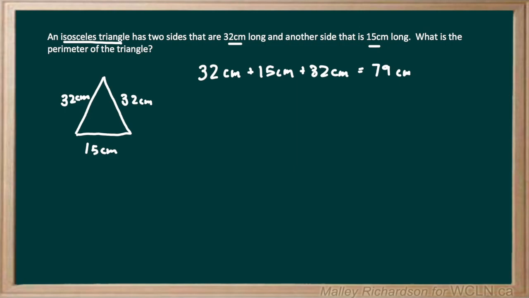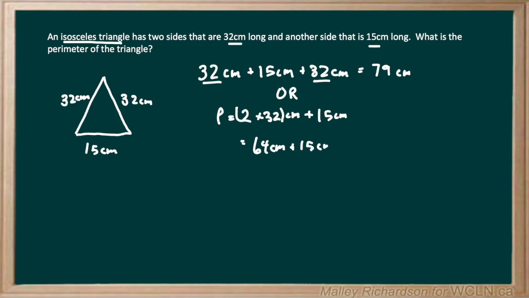This is the first method to find the perimeter, but the second method can be done using a formula, where P equals 2 times 32 centimeters, because we have 32 plus 32 up here, which is the same as 2 times 32, and then add that on to 15 centimeters. So we have 2 times 32, which is 64 centimeters, plus 15 centimeters, gives us our final answer of 79 centimeters. So again, either method works, it's just whatever way you prefer.